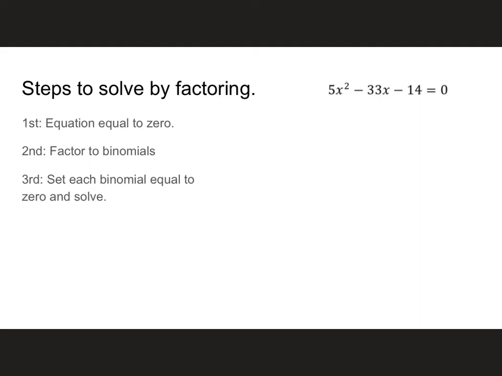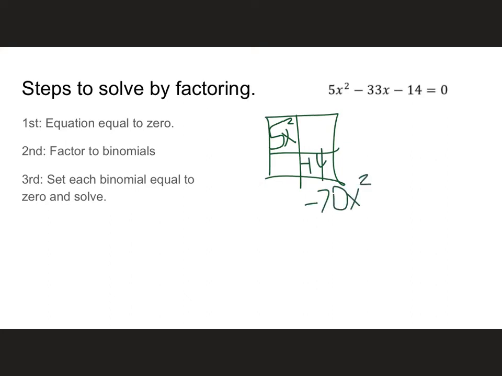On this problem, we have 5x squared minus 33x minus 14 equals 0. It's already set equal to 0, so we don't have to make that happen. And there's no common factors between 5, 33, and 14. So we are going to have to take this and factor it as it is. So if we do 5x squared and negative 14, then that's going to be negative 70x squared. So negative 70x squared is what we're looking to factor for our middle term to add up to negative 33x.